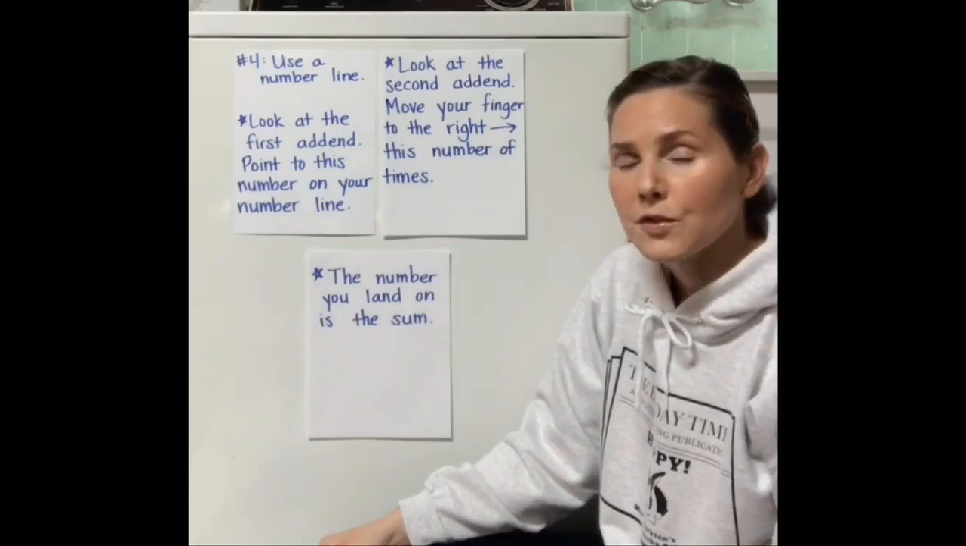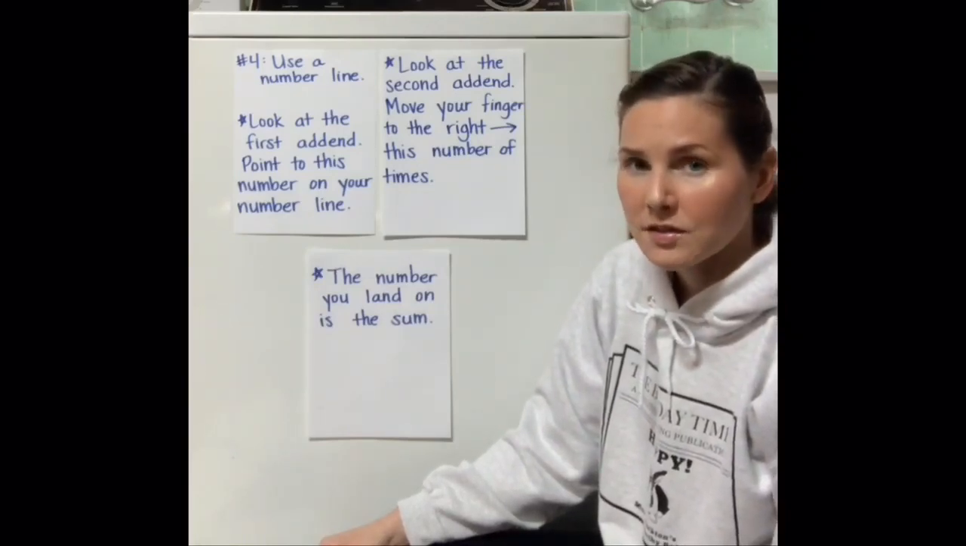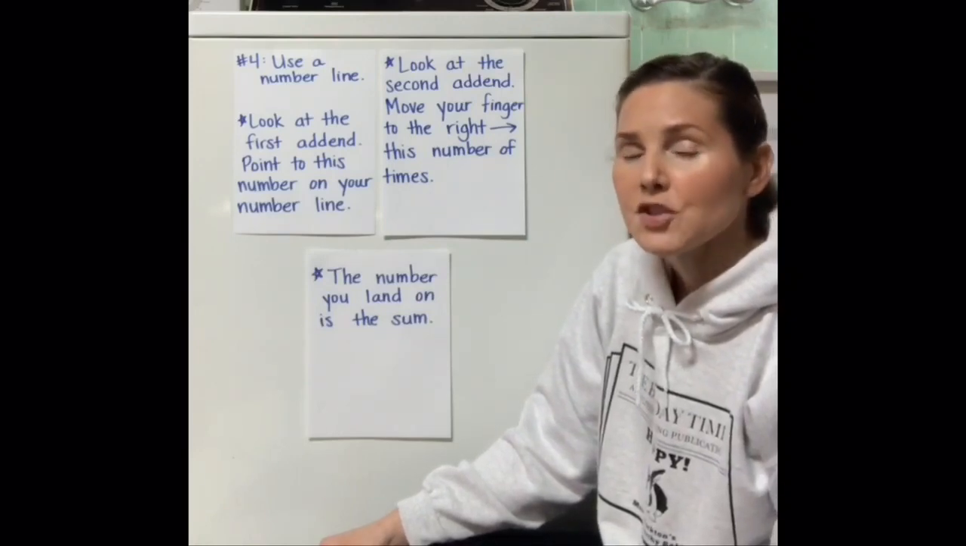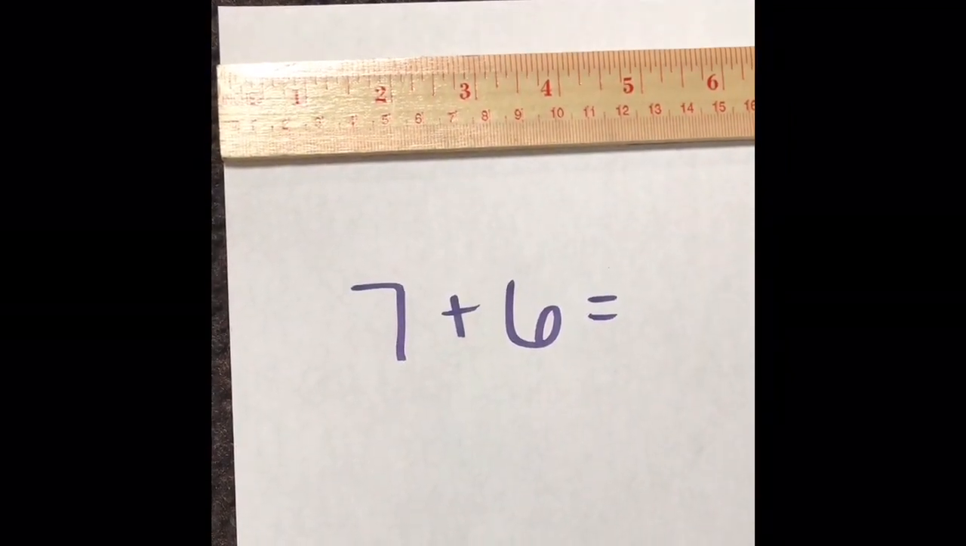Also, a ruler serves many purposes. You can use it as a number line, you can use it to measure things, or if you're drawing, you can use it to create straight lines. Let me show you how to use a number line. This problem says 7 plus 6.